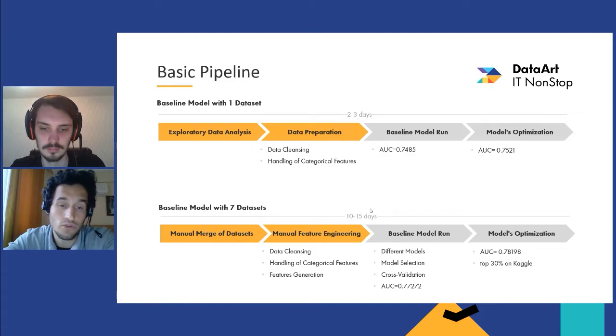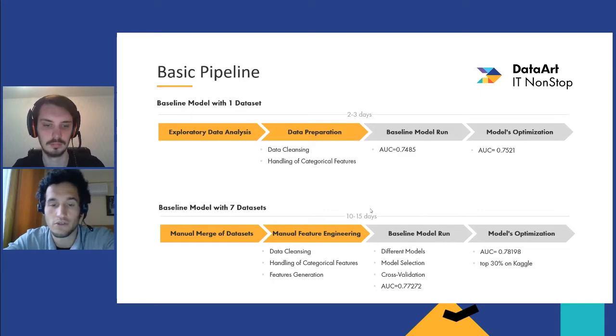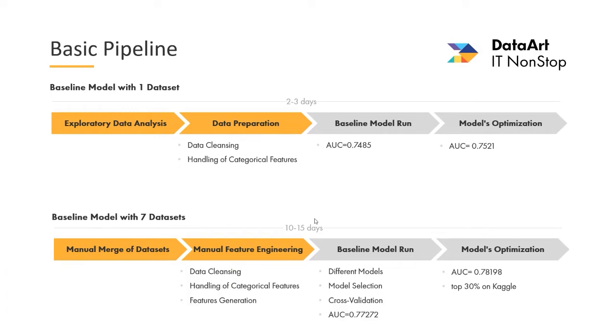Then, of course, we had to join other data sets, and we combined all 7 data sets manually and started feature engineering, also manually, just taking some aggregations, averages, and so on. We also played with different models. LGBM appeared to be the most promising. We did cross validation and model optimization, and that allowed us to show the result of 78.19%, which was not bad, top 30% on Kaggle. And from this stage, we needed to move on.